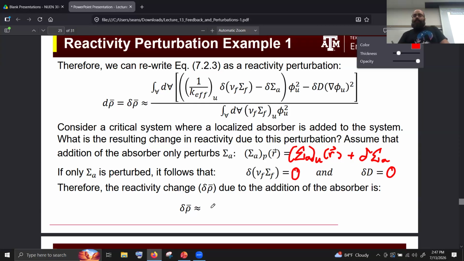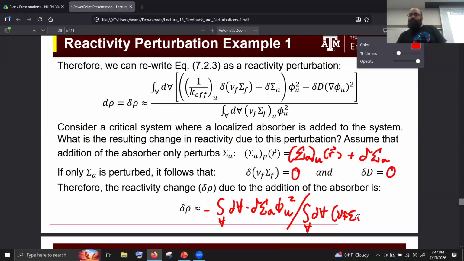So ultimately, what this is going to look like is I'm going to have negative the integral over the volume of that perturbation in sigma A times that unperturbed flux squared. And then it's all going to be divided by the denominator, and the denominator isn't going to change. So that'll be a volume integral dV of nu f sigma f unperturbed times phi unperturbed squared.